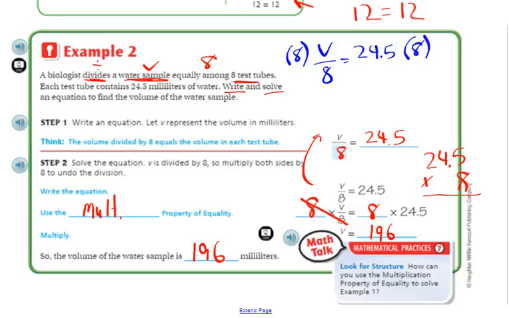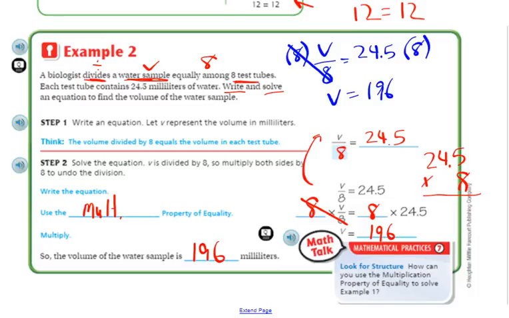When you're solving equations, if you do something on one side, you've got to do something on the other. 8 divided by 8 is like a top and a bottom here, so we're going to cancel those out, and we're going to multiply by 8 on that side. So you're left with v equals 196.